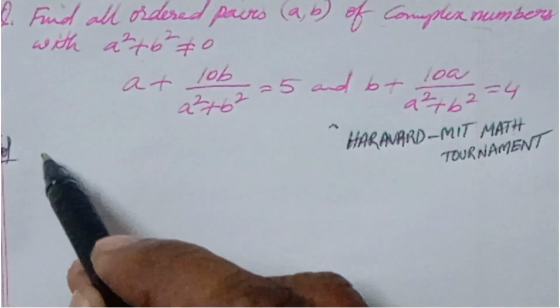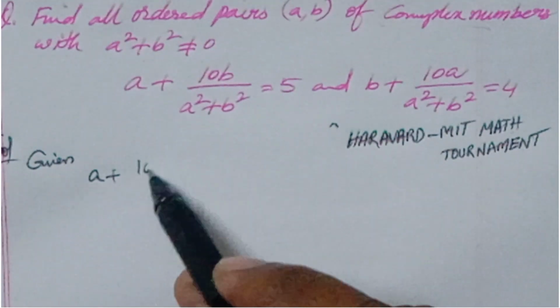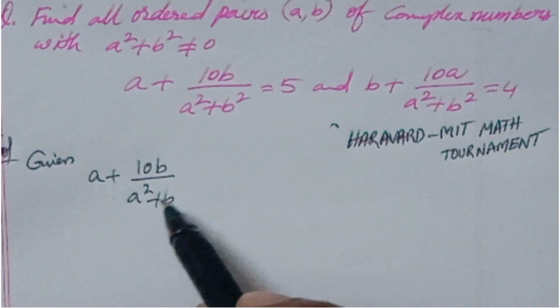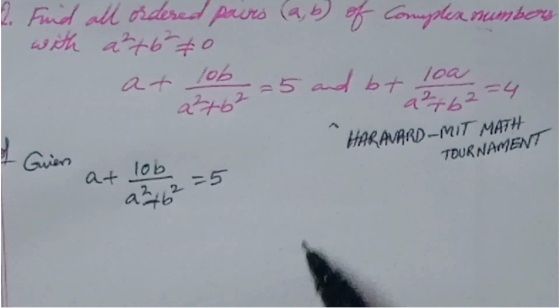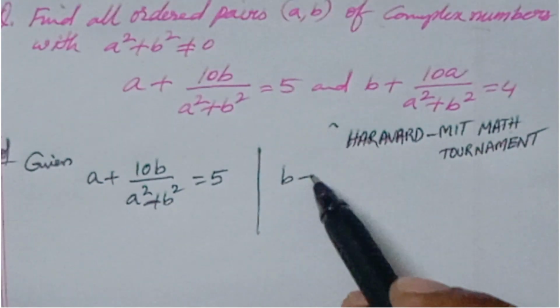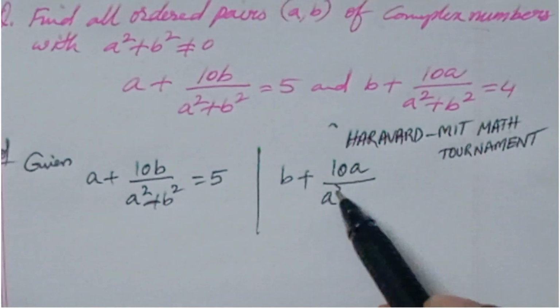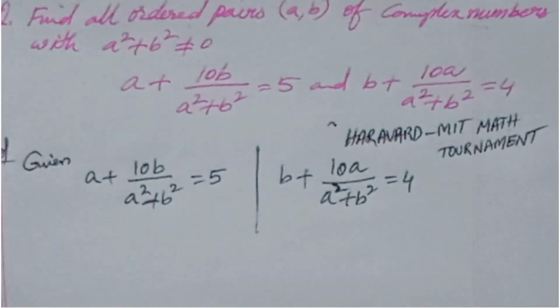First of all, what is given? (a + 10b)/(a² + b²) is equal to 5. The second one is given: (b + 10a)/(a² + b²) is equal to 4.